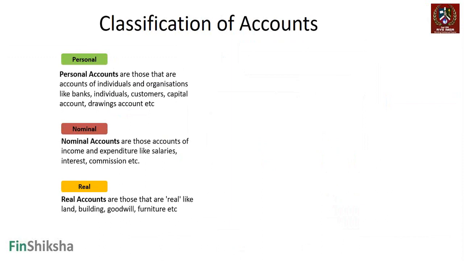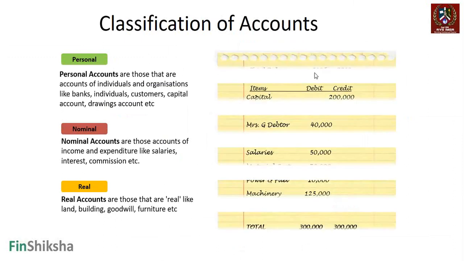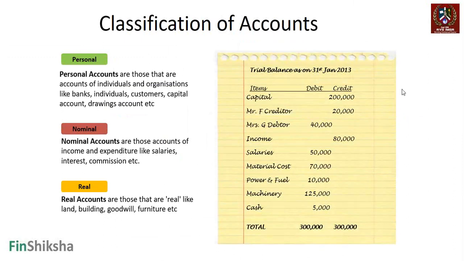So personal accounts for individuals and organizations, nominal accounts for incomes and expenditures, and real accounts for real assets like land, building, furniture, etc. Basically, every account will get classified as one of these three. Let's do a simple exercise. If you have these items where a trial balance is created, you have debits equaling credits, and at the end you're left with some cash, how do you classify these accounts? So share capital is like a personal account, right?